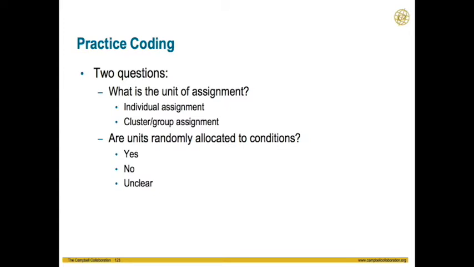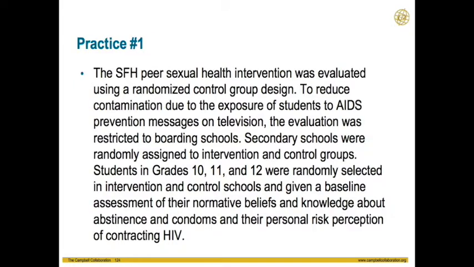First, what is the unit of assignment? Individual or cluster? So were individual people assigned to conditions, or were larger groups assigned to conditions? So people versus, say, classrooms or schools or groups. And then, are those units, whether they're individuals or groups, randomly allocated to conditions? So is it a randomized trial or not? And so we've got yes, no, and unclear. Seems straightforward, right? These are real excerpts.